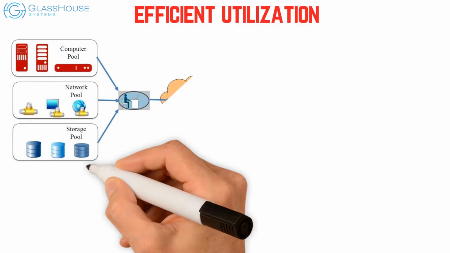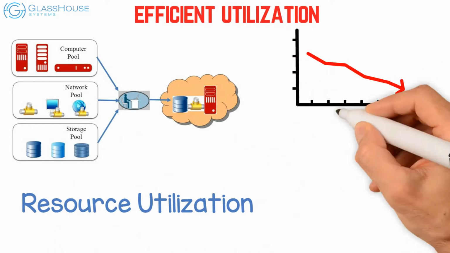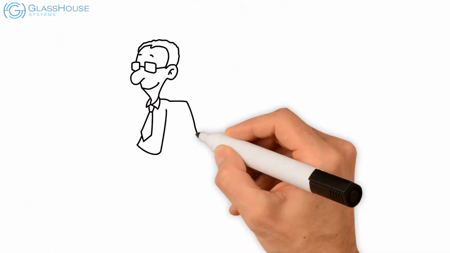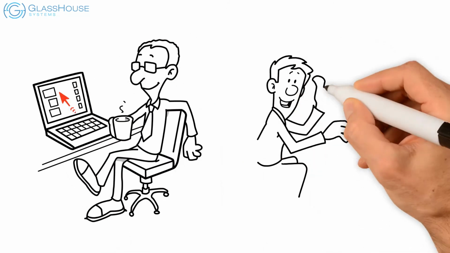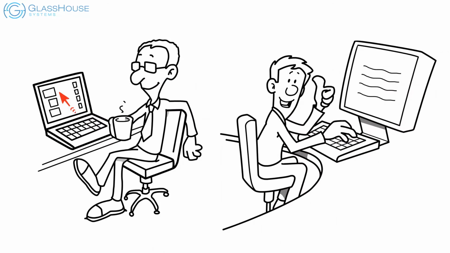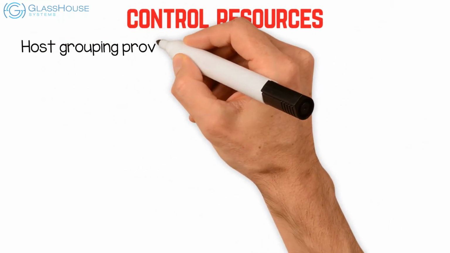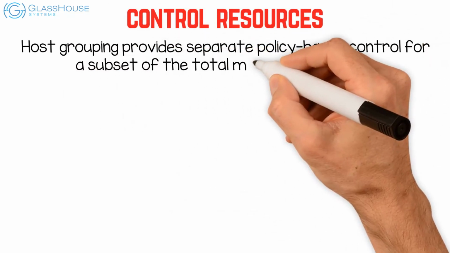Efficient utilization. Resource pooling and placement policies improve resource utilization, resulting in significant cost and less demand on IT. PowerVC also supports approvals and expirations on deployed workloads to ensure that the infrastructure is utilized at the highest possible rate. Control resources. Host grouping provides separate policy-based control for a subset of the total managed resources.